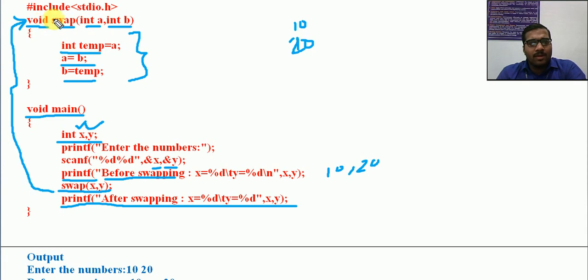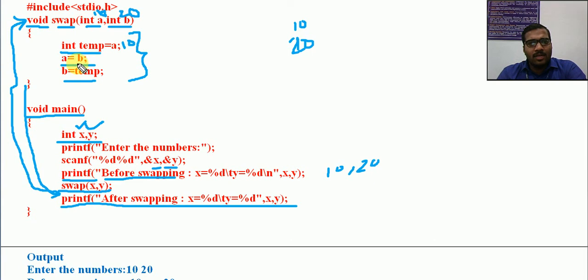Normally, after the execution of swap, the control will again come back to this location just after the swap. So I am calling swap of x comma y. 10 and 20 will be passed. So 10 will be with a, and 20 will be with b. So a is equal to 10 and b is equal to 20. Then inside this, int temp is equal to a. 10 is assigned to temp.